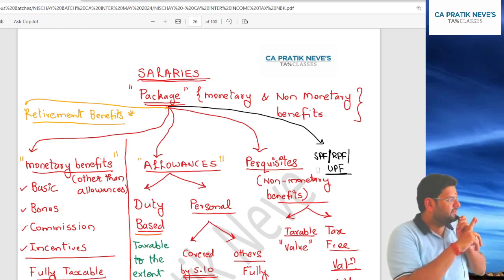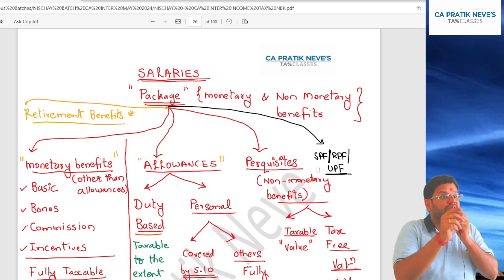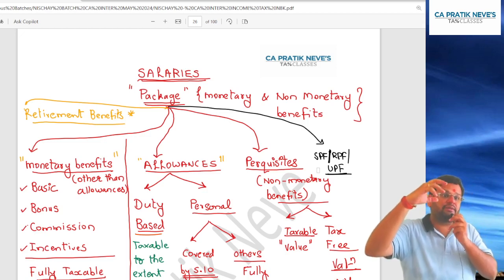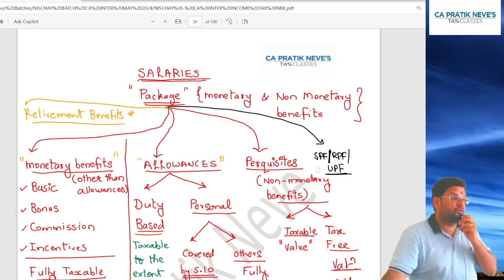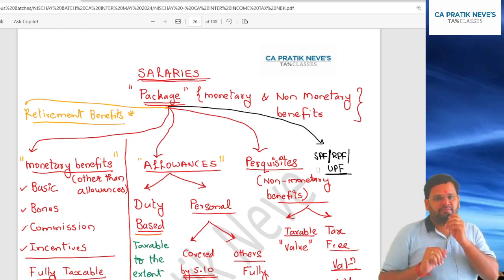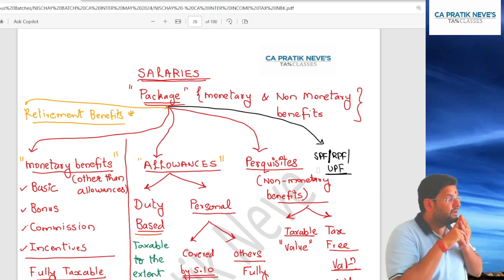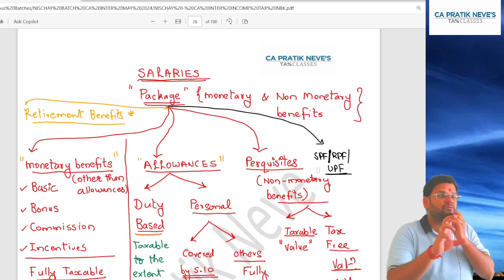So monetary benefits, allowances. Then you could get some benefits in kind. If you are at a specific level in the employment, then you will get some type of benefits like accommodation. Those are called perquisites, benefits in kind. You could get a car from your company. So accommodation, motor car, telephone facility, medical benefits. You can receive periodic gifts. So all these are what?